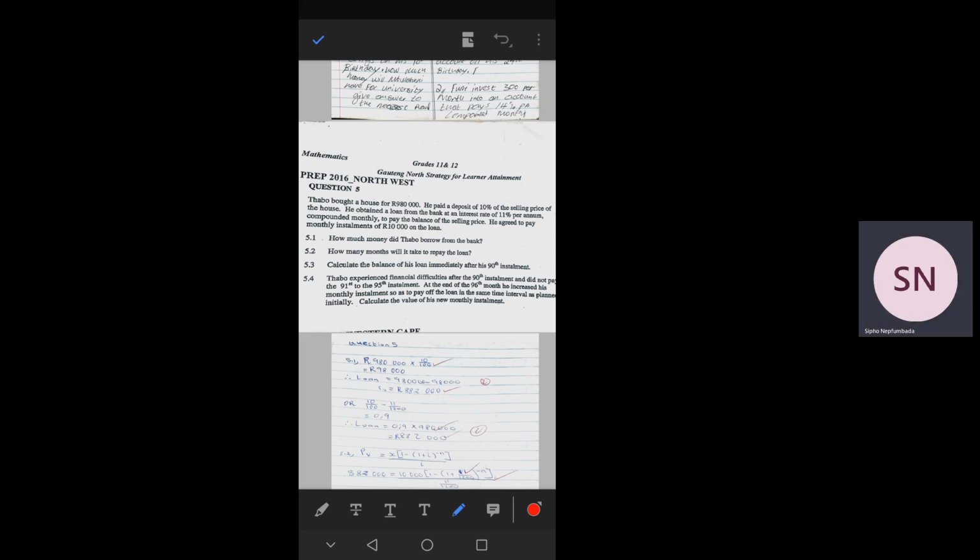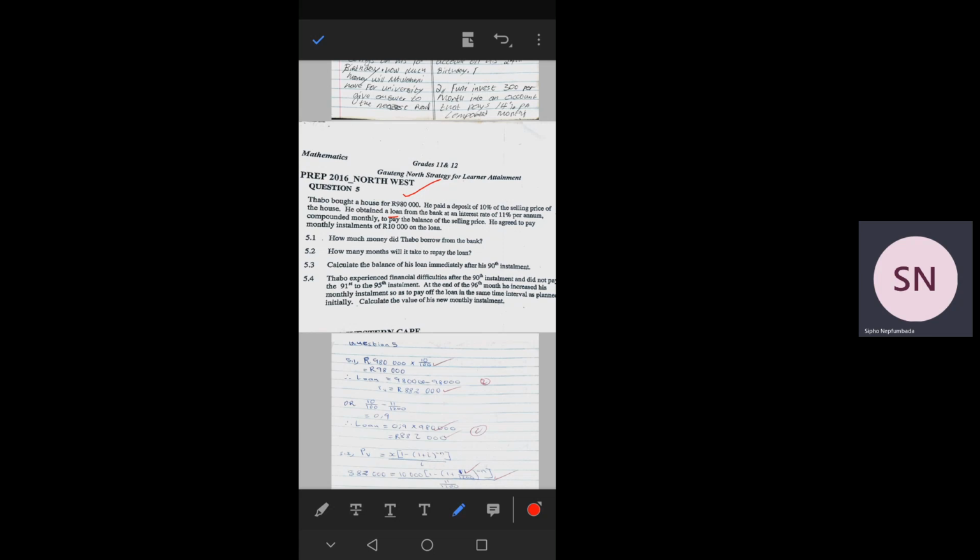Tabo bought a house for 980,000. He paid a deposit of 10% of the selling price of the house. He obtained a loan.